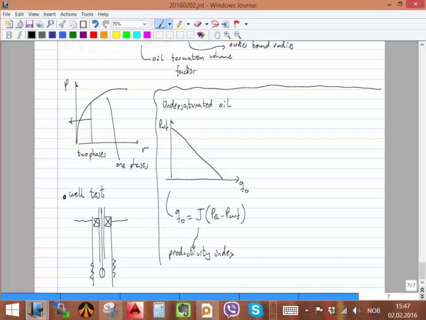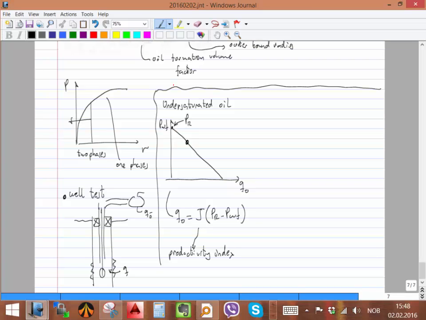Now for this case, is one point enough? If I put the well on test, I'm producing a certain rate Q, and I measure the rate in the separator, how much is coming out. So I have one point. Is that enough? What else do I need? What is this point here? Reservoir pressure, okay? So if I make only one point, then I have to have the reservoir pressure. How do I measure reservoir pressure?